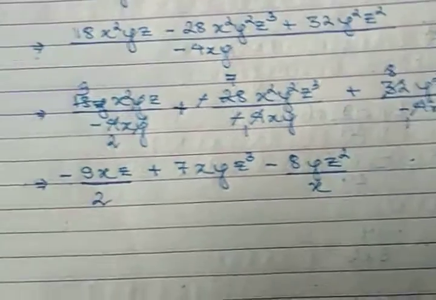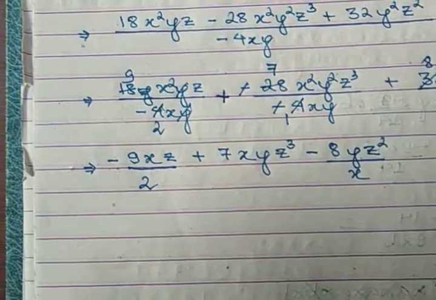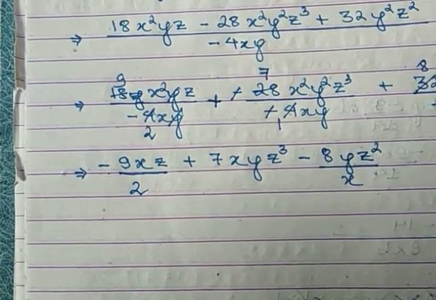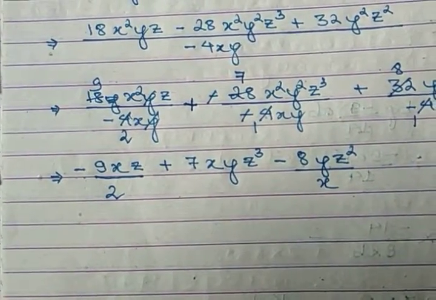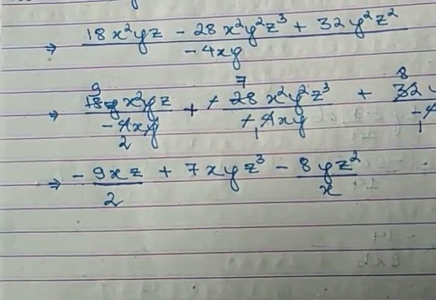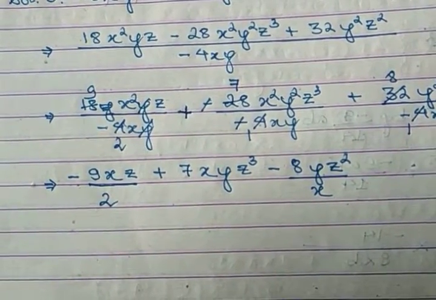Okay, so finally we got our answer as minus 9xz divided by 2, plus 7xyz cube, minus 8yz squared divided by x. It's already in the simplest form, so we are done here.